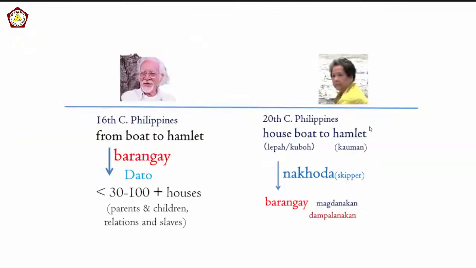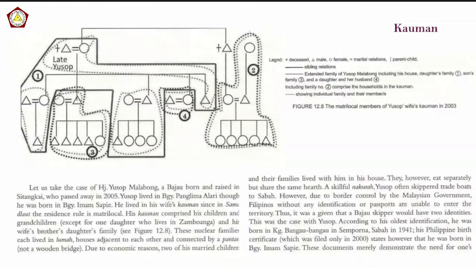Let's take the case of Haji Yusuf Malabong, a Bajau born and raised in Sitangkay, who passed away in 2005. Yusuf lived in Barangay Panglima Alari, though he was born in Barangay Imam Sapi. He lived in his wife's kauman since in Sama de Laot, residence rule is matrilineal. His kauman comprised his children and grandchildren, except for one daughter who lives in Zamboanga, and his wife's brother's daughter's family.